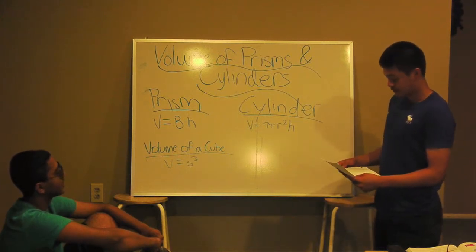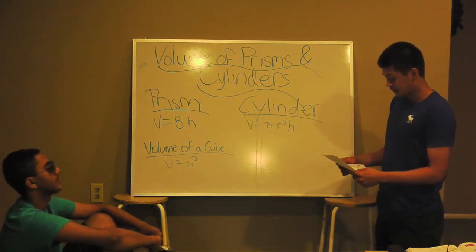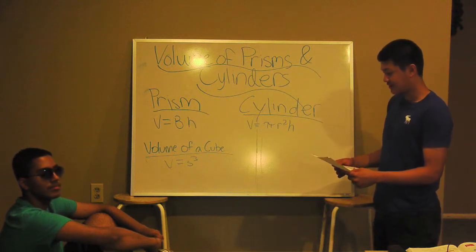There's also another principle called Cavalieri's principle. It states that if two solids have the same height and the same cross-sectional area at every level, then they have the same volume.